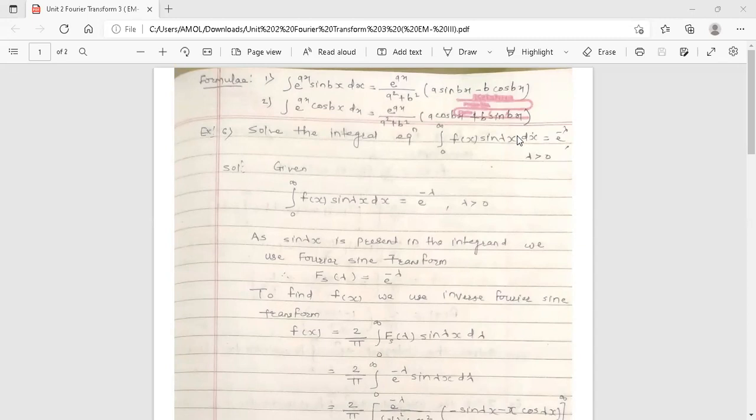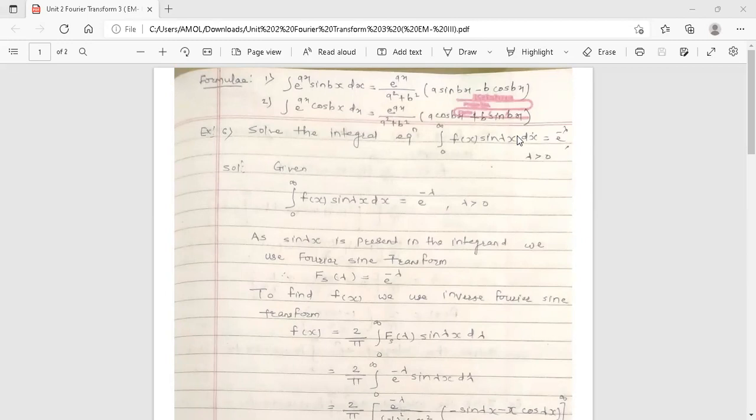Integral equation. Example: solve the integral equation, integration from 0 to infinity f of x sin lambda x dx is equal to e raised to minus lambda, where lambda is greater than 0. The solution for this integral equation: now here the given integral is integration of 0 to infinity f of x sin lambda x dx is equal to e raised to minus lambda. Lambda is greater than 0.